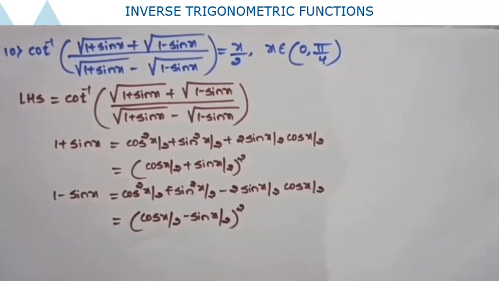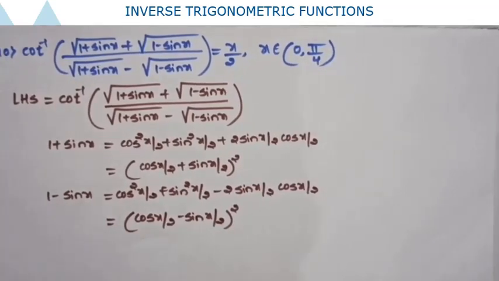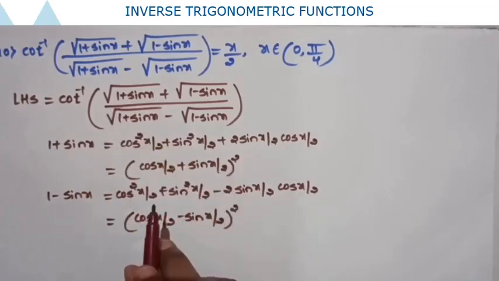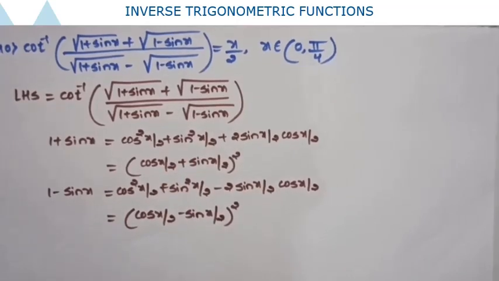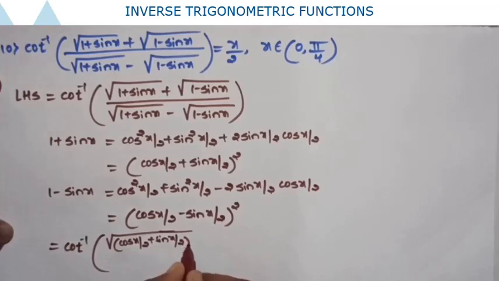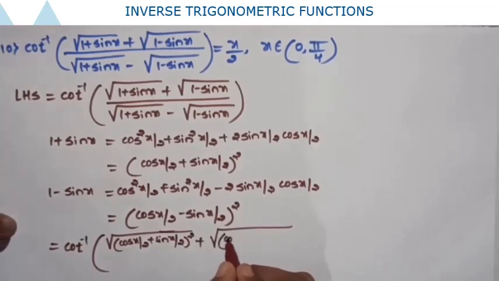Okay, so therefore we can put root of 1 plus sin x, 1 plus sin x I am expressing as (cos x/2 plus sin x/2) whole square, and 1 minus sin x I am writing (cos x/2 minus sin x/2) whole square. So the LHS becomes cot inverse of root of (cos x/2 plus sin x/2) whole square plus root of 1 minus sin x, that is (cos x/2 minus sin x/2) whole square.